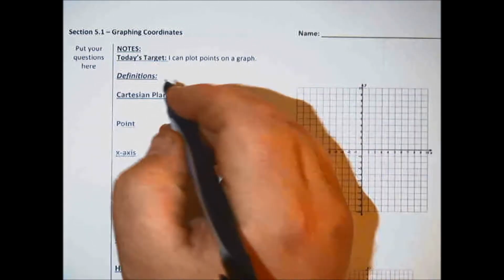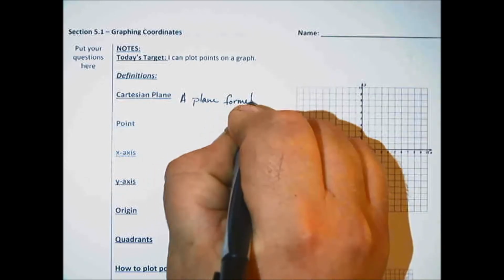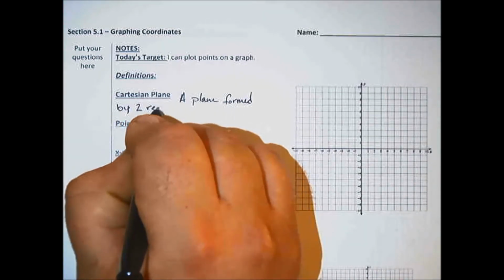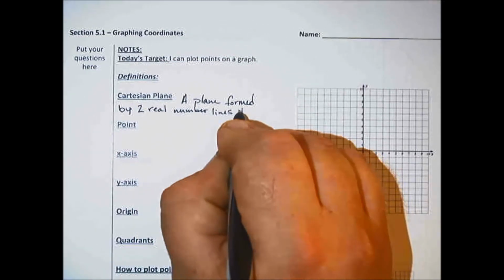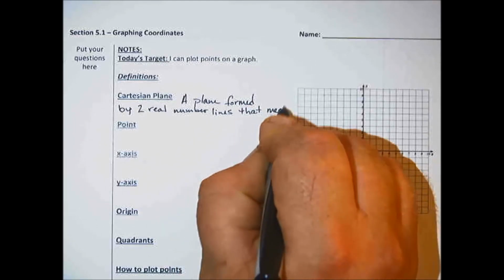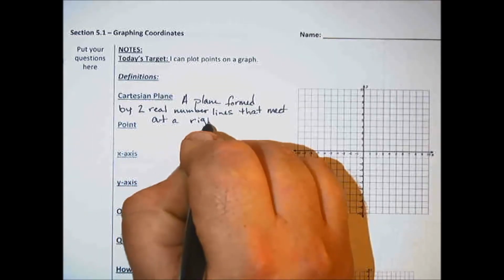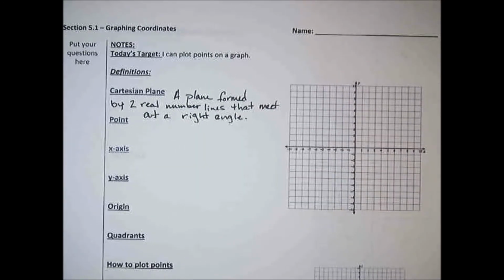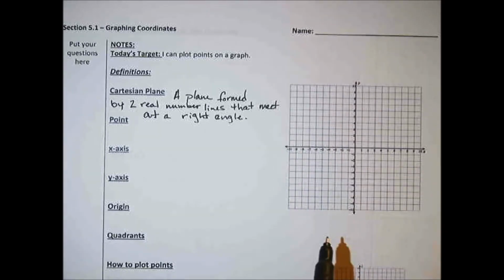Alright, Cartesian plane. It is a plane formed by two real number lines that meet at a right angle. So really all that's saying is that we have two number lines that are going in infinite directions, they go two opposite directions. So this one goes horizontal, this one goes vertical.